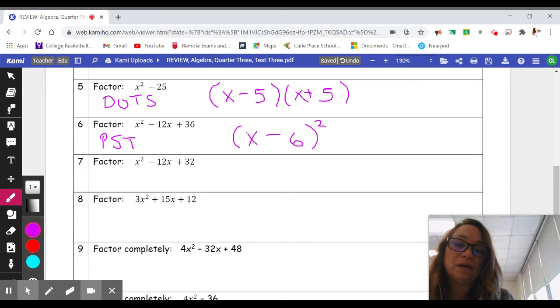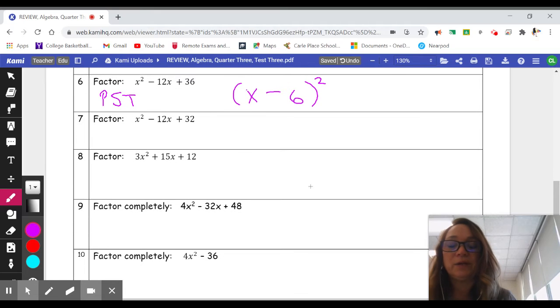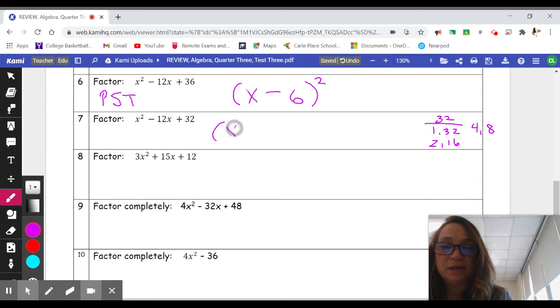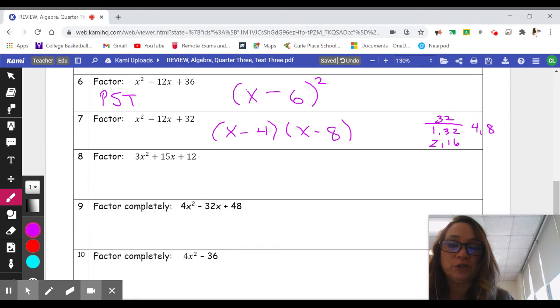Okay. All right, so in this next one, this is not a perfect square trinomial because 32 is not a perfect square. So I'm going to look at the factors of 32, which are 1 and 32, 2 and 16, 4 and 8, which is going to be the winner. So this is going to be x minus 4 and x minus 8. It has to add to negative 12 and multiply to positive 32.